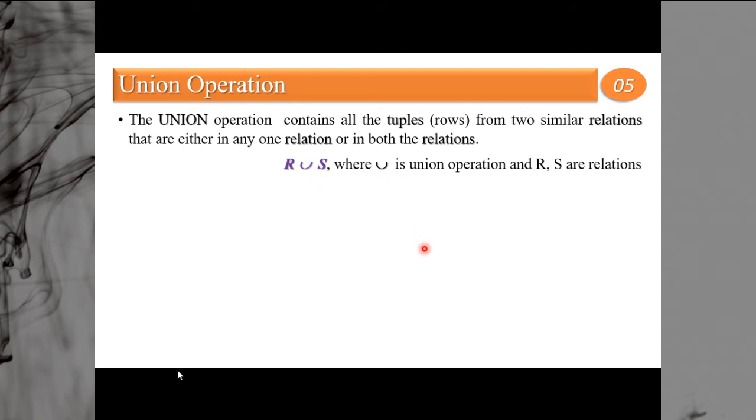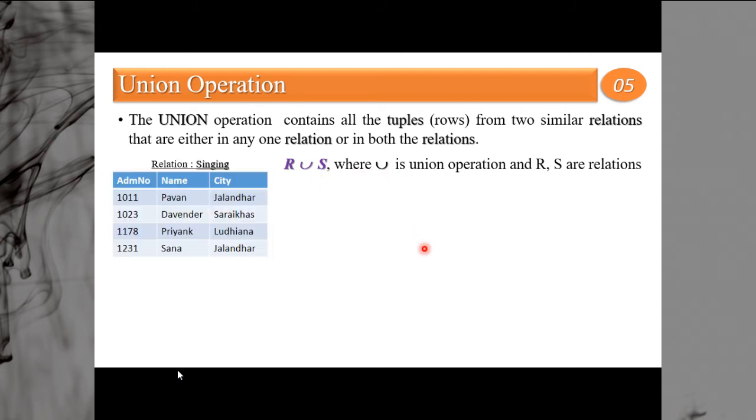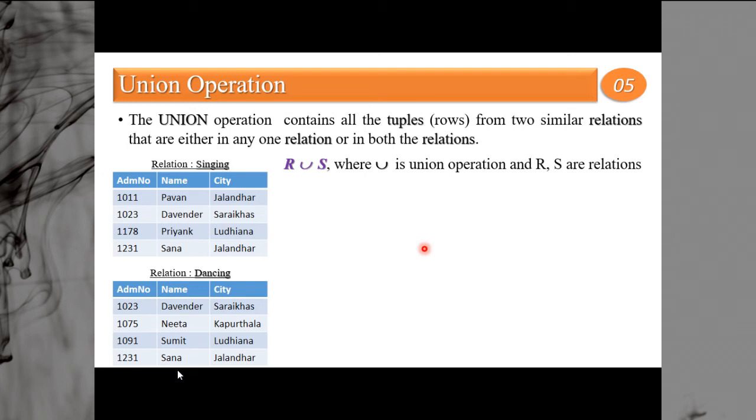So this is how you can use it. I'm taking an example here. Say we have a list of students who are taking part in a singing competition, and at the same time we have a list of students who are taking part in dancing competitions. There are a few students taking part in singing, and a few taking part in dancing. Fortunately, there are some students who are taking part in both singing and dancing.